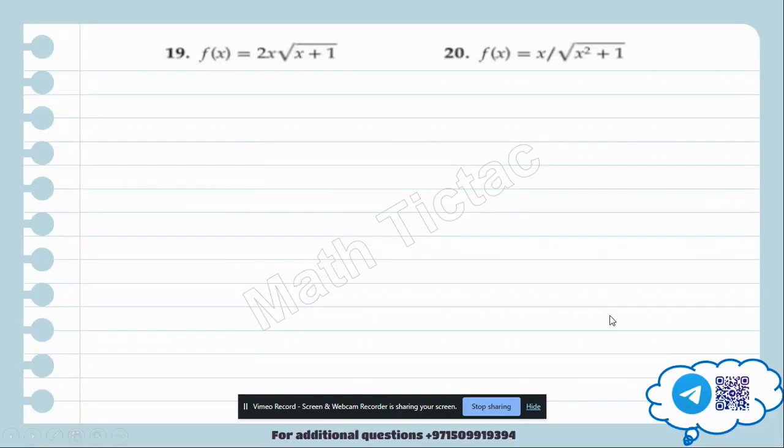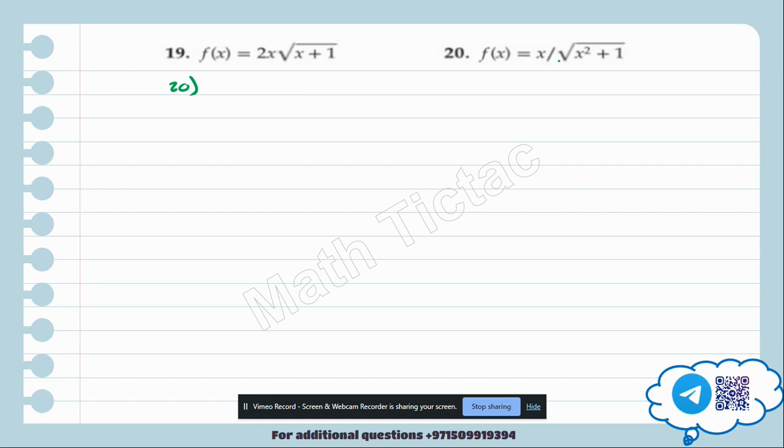Okay, hello again. So, how do we solve a question if we have a square root in the denominator or a square root in the function? Let's say we want to solve question 20, where we have a square root in the denominator. We have to start with finding the domain.